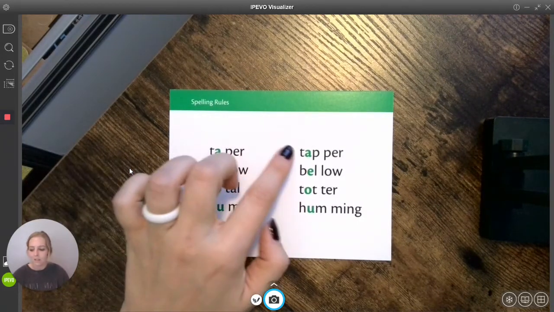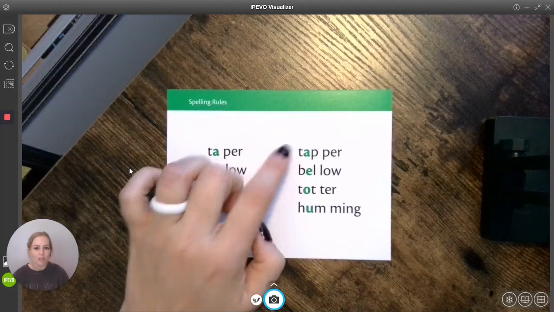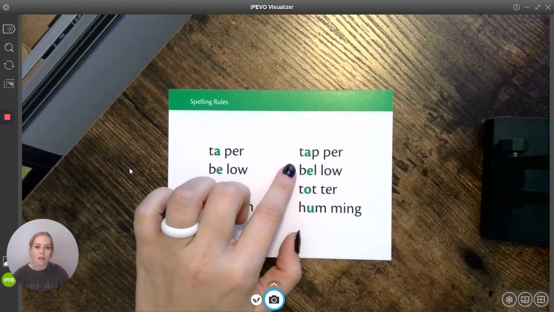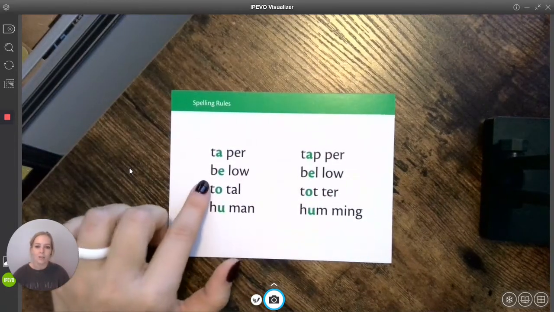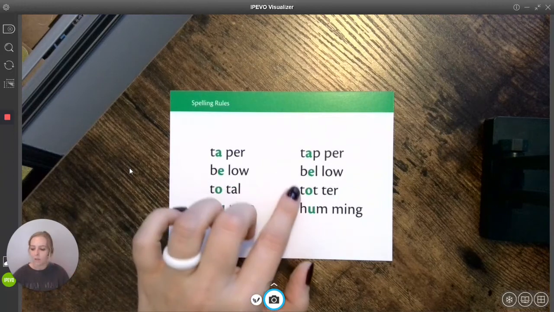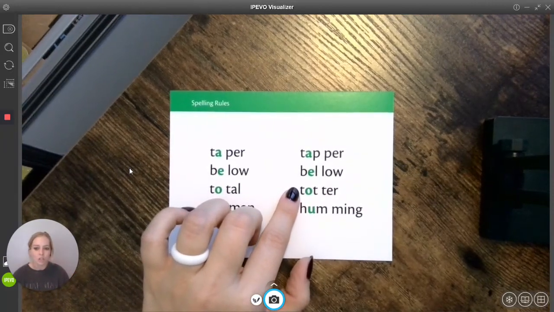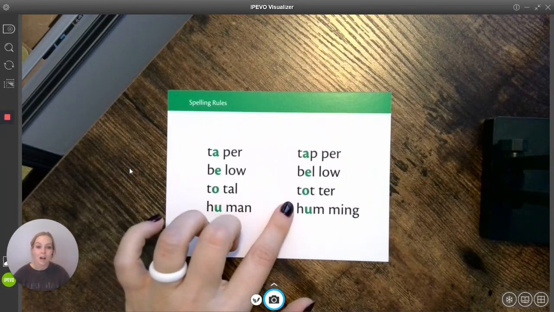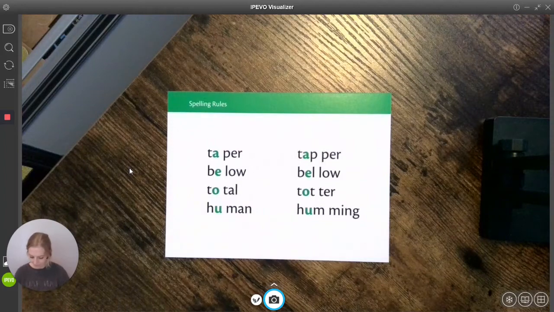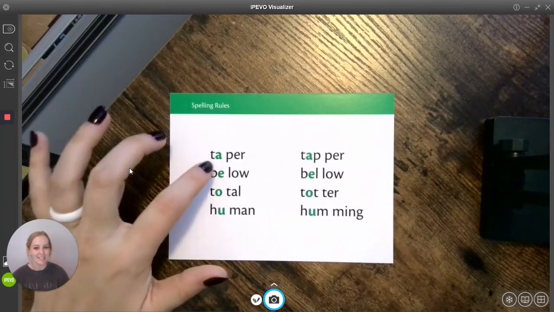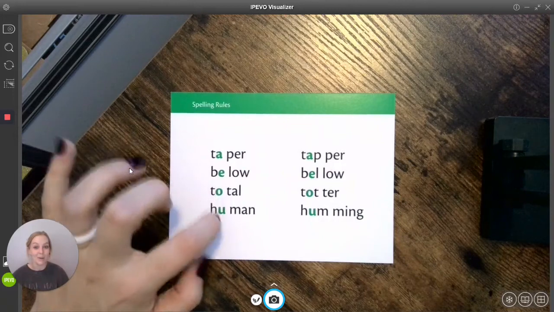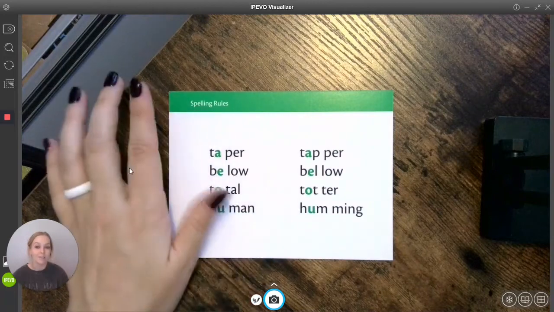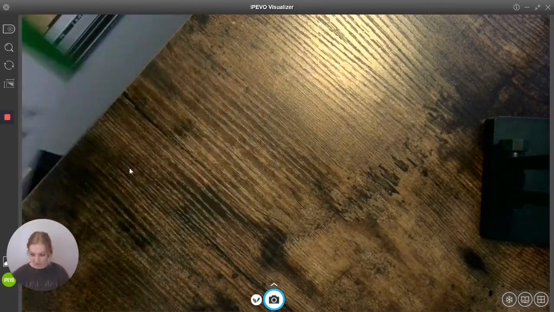Taper. Tapper. Below. Bellow. Total. Totter. Human. Humming. What rule do you think that is? Notice A, E, O, U, A, E, A. What rule?